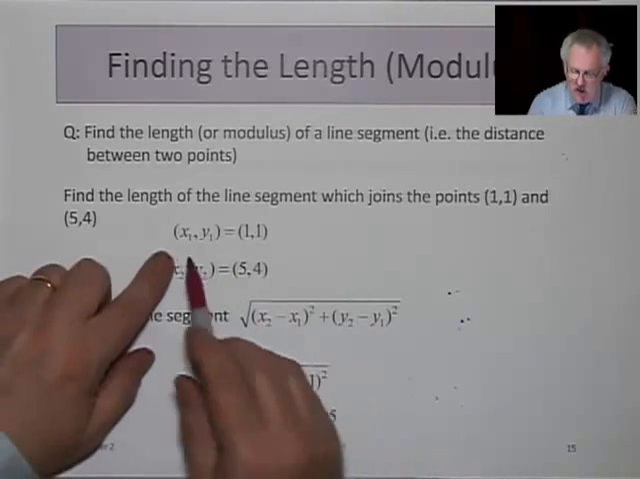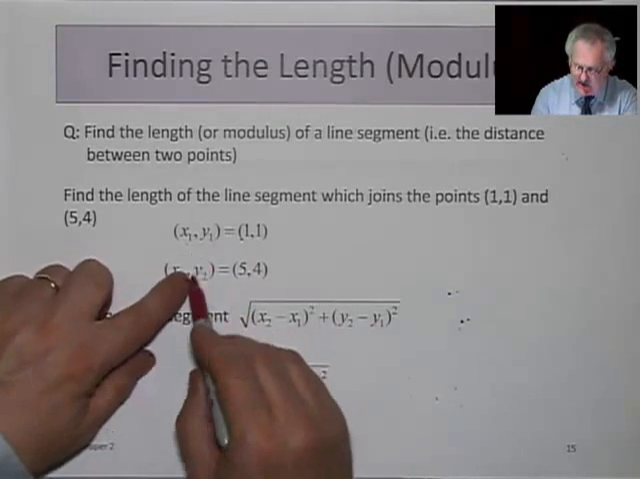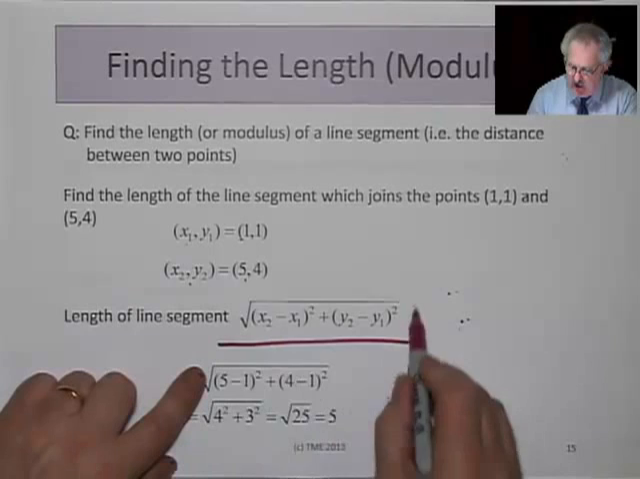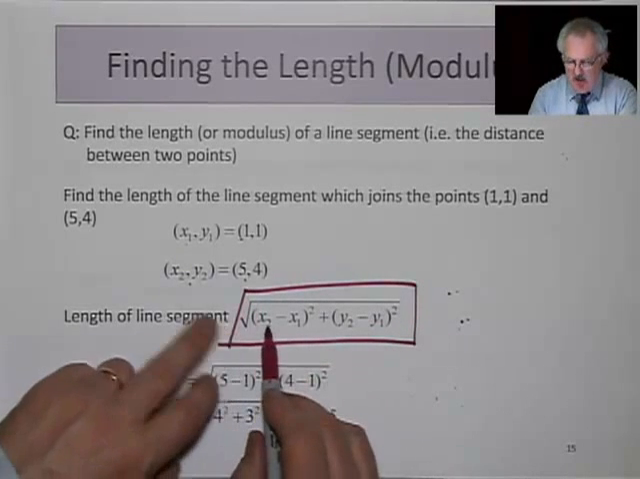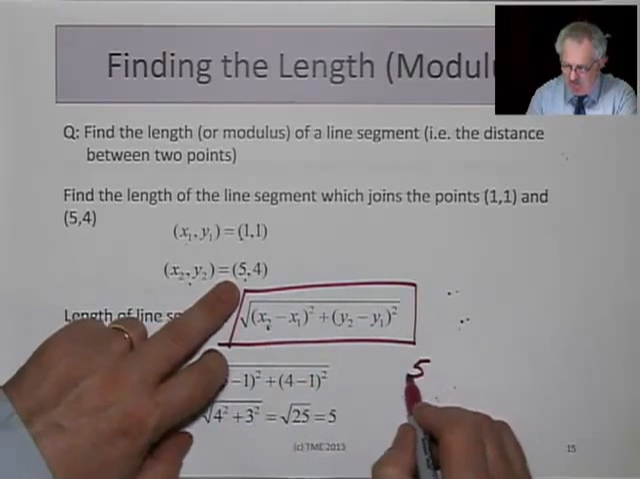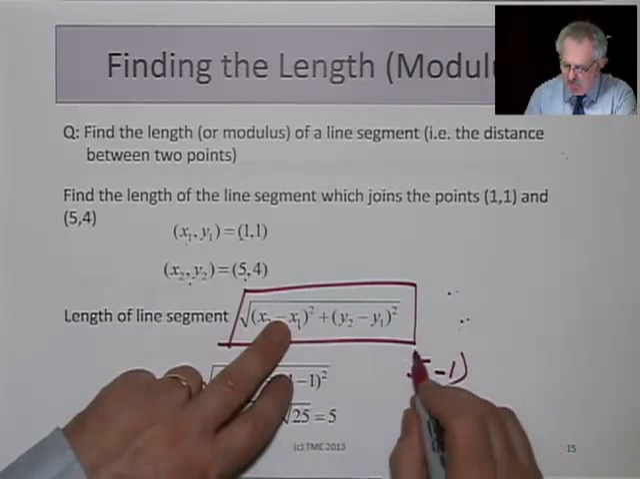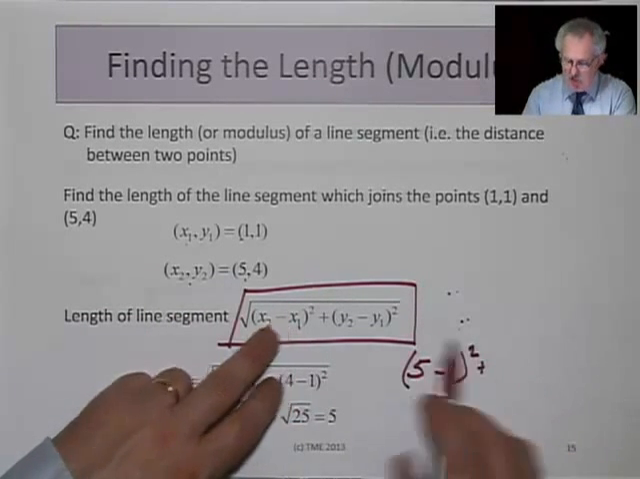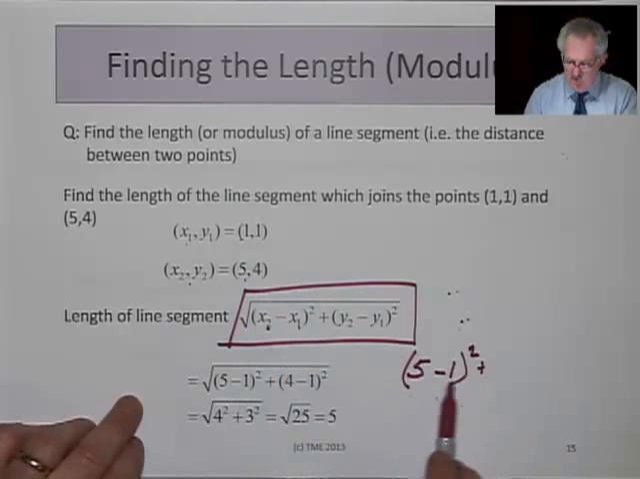But let's see. x1 is 1, y1 is 1. The formula for the line segment is this. x2 is 5. So that's a 5 minus the 1, that's 4. That's on the x side. So we've gone from 1 east to 5 east. So that's a total of 4.